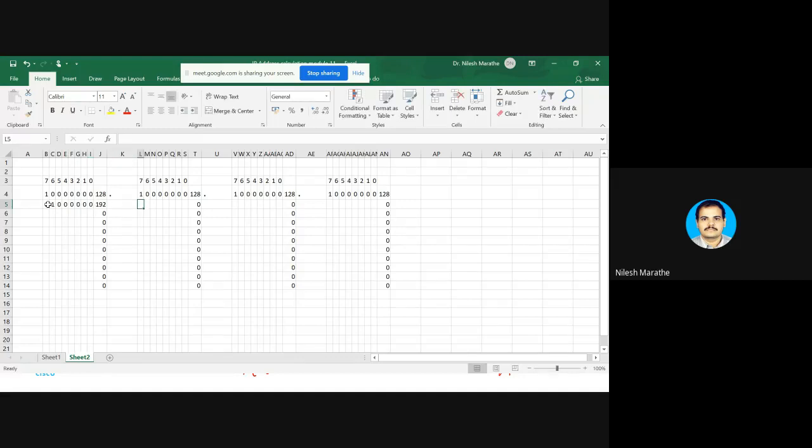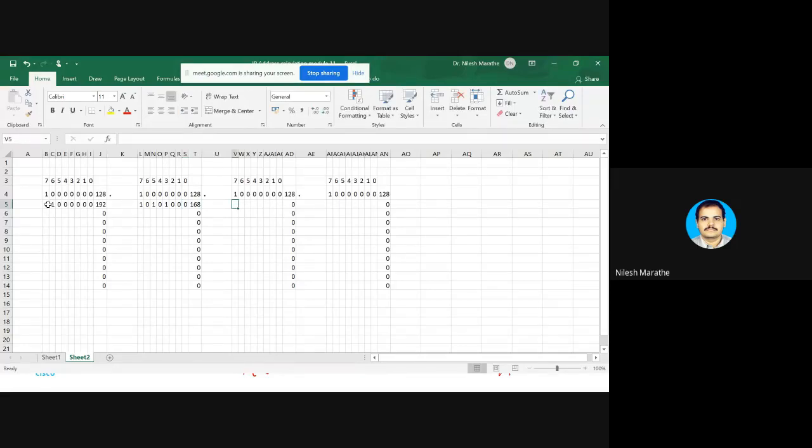Let's go to 168. We have to have 128. Then we cannot have 64, as that goes to 192. We can have 32, that goes to 160. We want 8 now, so that is here as 1. 168 is done, all other bits 0. Is it okay?